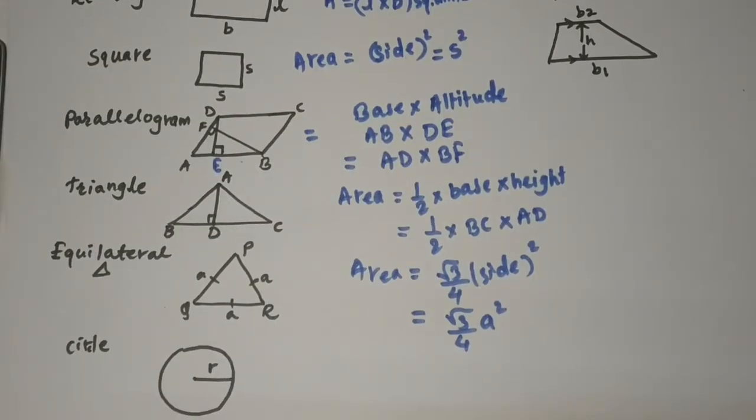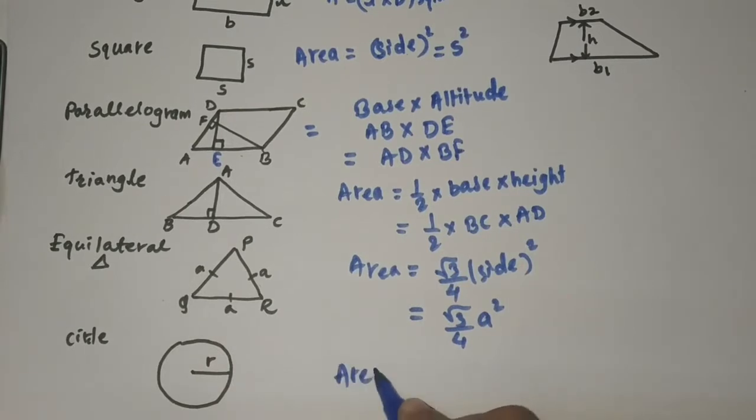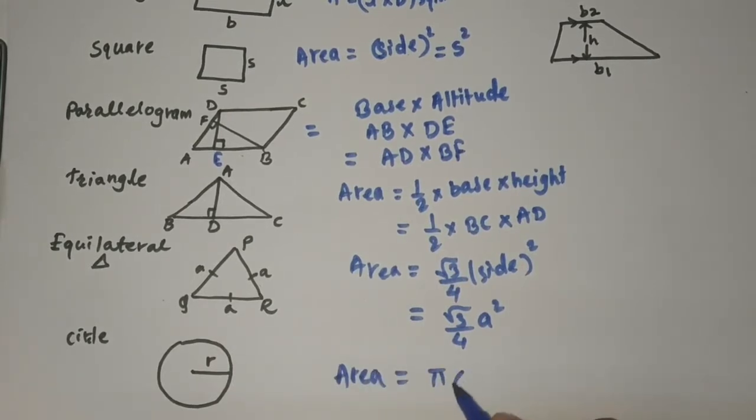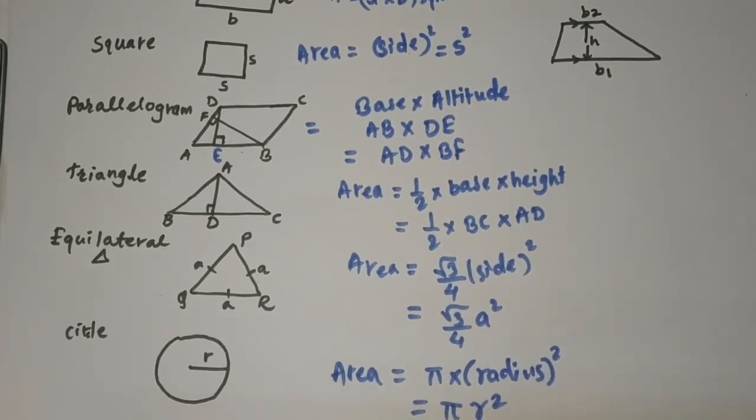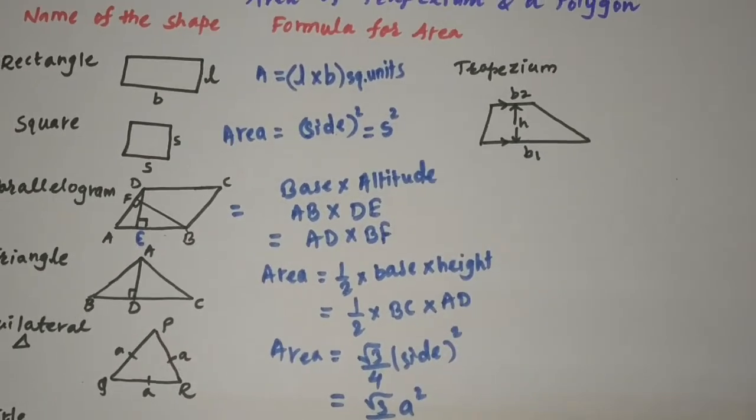Now next, the circle. What is the circle's area? The circle's area is pi, that is 22/7 or 3.14, into radius square. Here I have taken the radius as r, so pi r square. So what is the circle's area? Pi r square. Now next we have a trapezium.